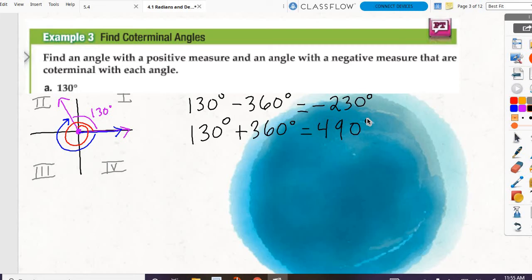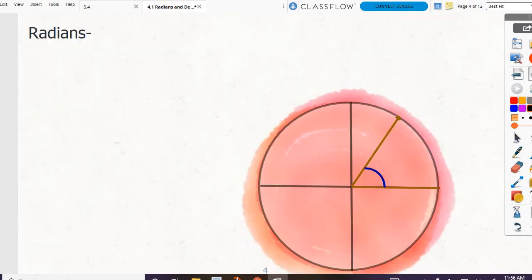Now, what would happen if I gave you an angle that was like negative 600 and I wanted a positive coterminal angle? What would I have to do? Just keep adding 360, until you get to something that's positive. So sometimes you might have to add or subtract 360 a couple of times, depending on what it asks you to do. Are we all okay with that? Yes? Alright. So these are in what type of measurement? Degrees. Now we're going to talk about radians.